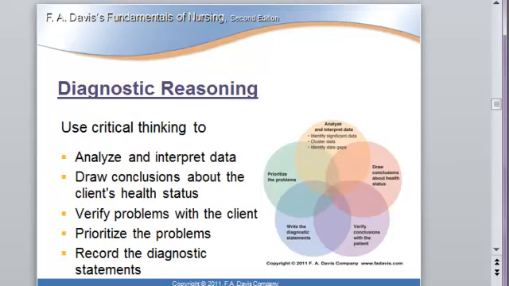So why are we even thinking about diagnostic reasoning, and what is diagnostic reasoning? A comprehensive patient assessment provides a great deal of data for you. So you have to take that data, and you have to have a thinking process that enables you to make sense of it. So that's your diagnostic reasoning. You use it to critically think, to analyze and interpret data, draw conclusions about your patient's health status, verify the problems with the client, prioritize the problem, and then record the diagnostic statement.